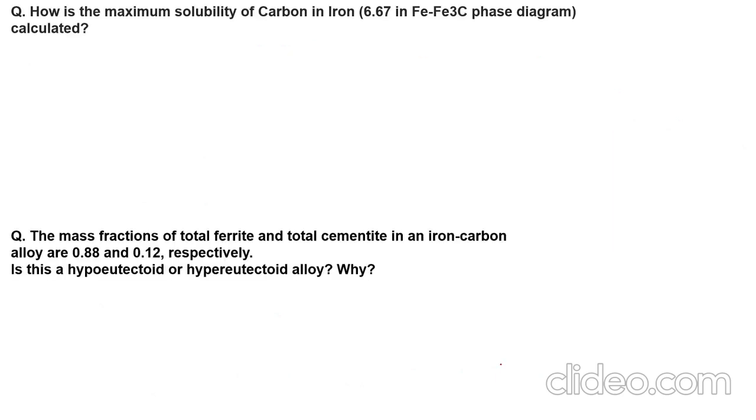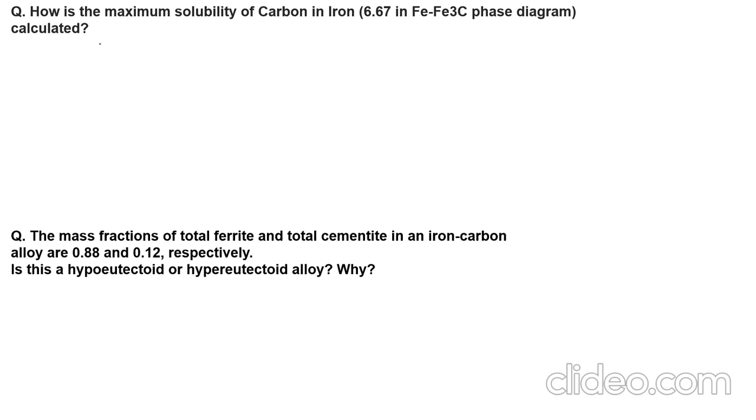Now we have another question that says, how is the maximum solubility of carbon in iron, 6.67, in the iron and carbon phase diagram calculated? Whenever you have a phase diagram for iron carbide, which is actually the iron and iron carbide diagram, it is not an iron carbon diagram, but an iron carbide diagram, right?